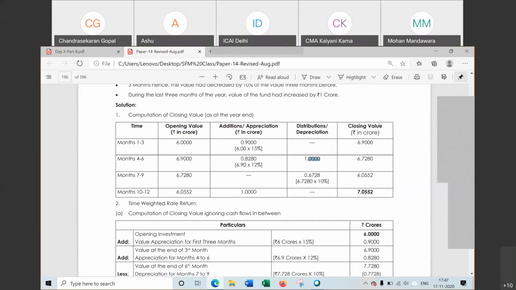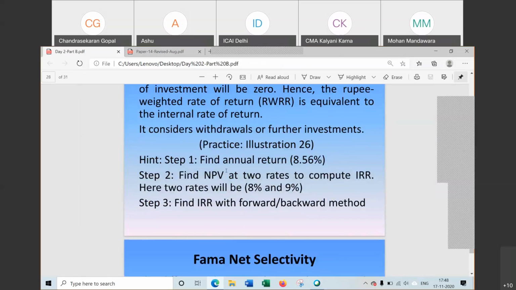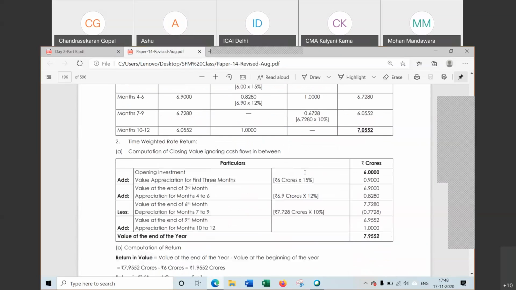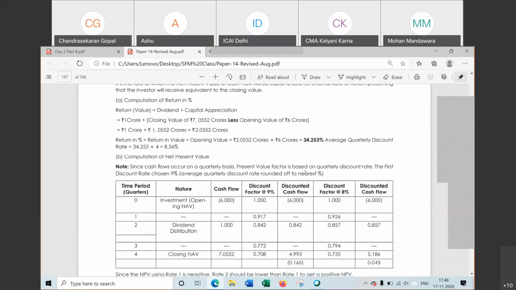So this table for rupee weighted rate of return, opening and closing value will be computed in this way. Any doubt in this one? For rupee weighted rate of return, step 1 is this: closing and opening value. Steps I have written. First step, we have to find the opening and closing value. So this is the opening and closing value for rupee weighted. Any doubt in this one? If you have any doubt, tell me. Now next step, return.